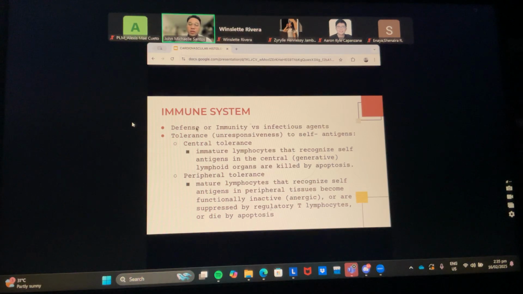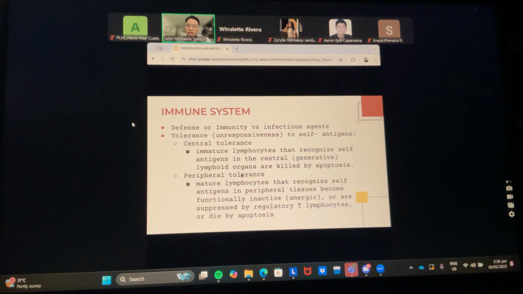Okay, so we have the concept of tolerance to or unresponsiveness to self-antigens, and it can either be central tolerance or peripheral tolerance. When you say central tolerance, the immature lymphocytes that recognize self-antigens in the central or your generative lymphoid organs like your thymus are killed by apoptosis.